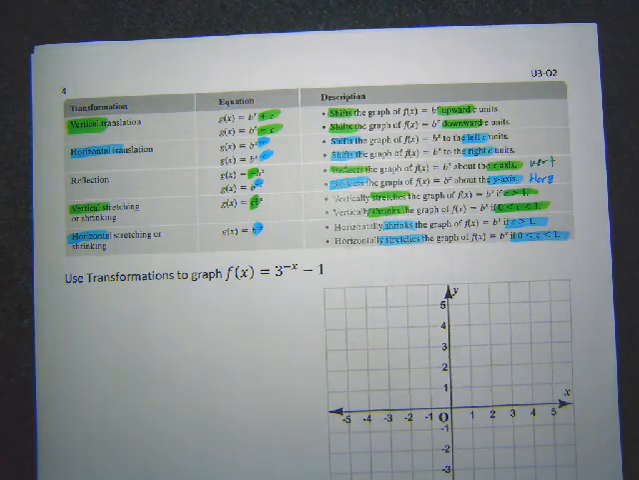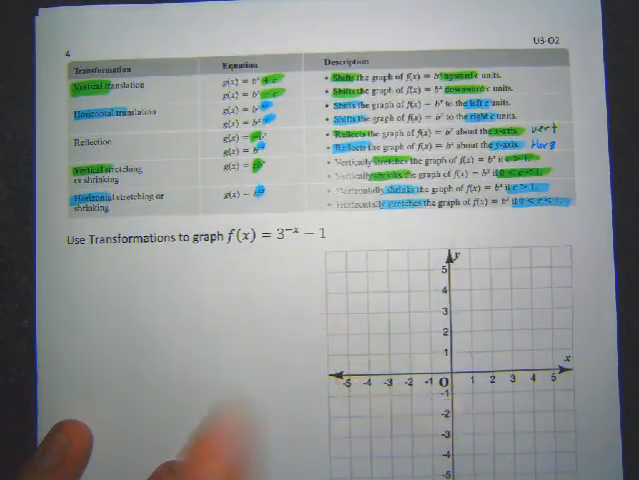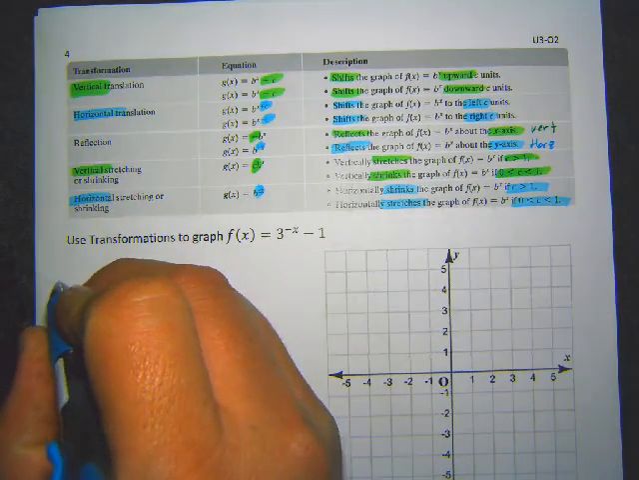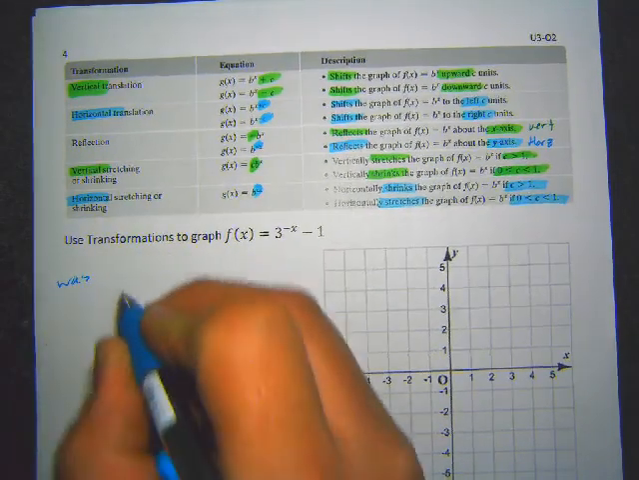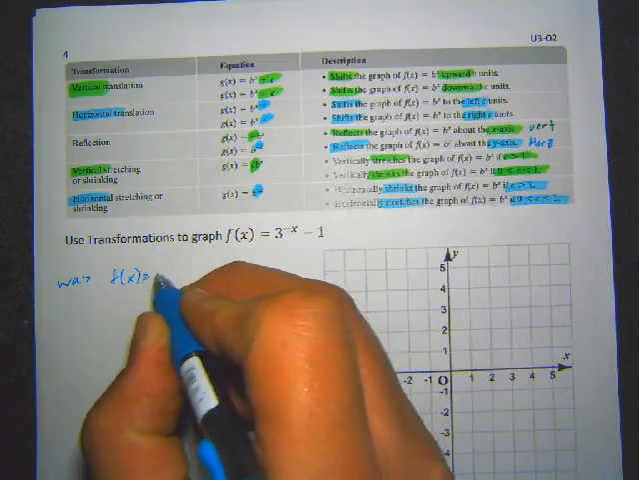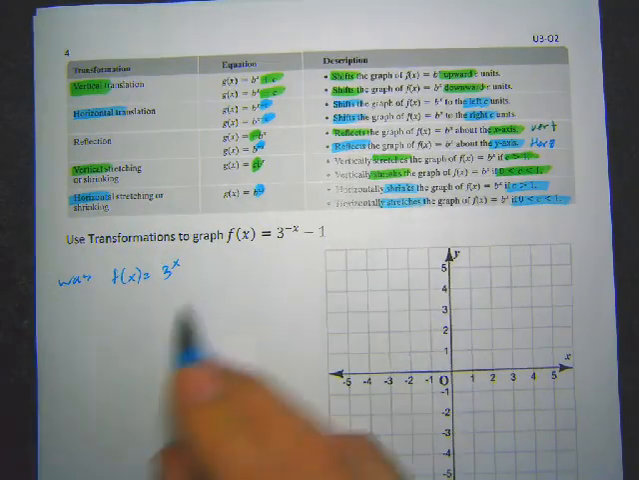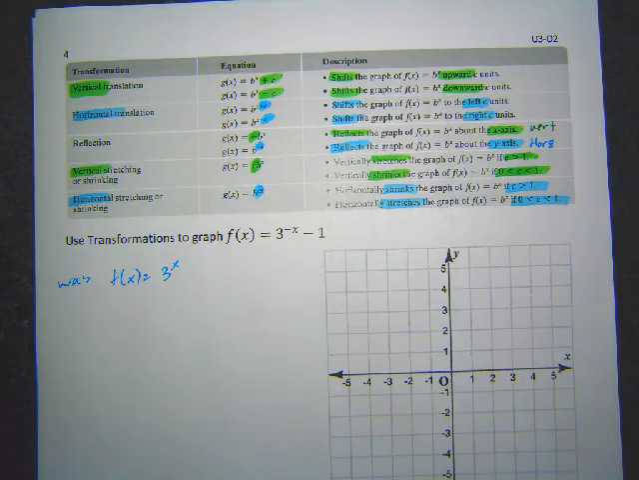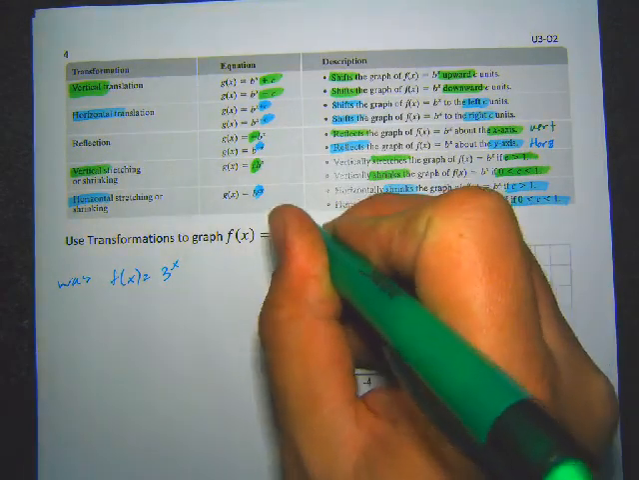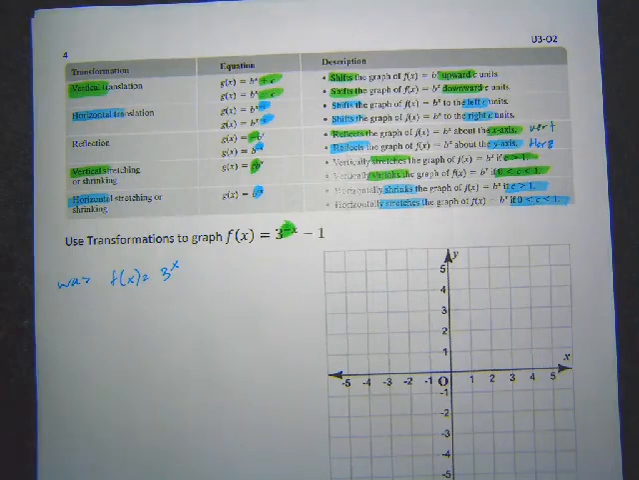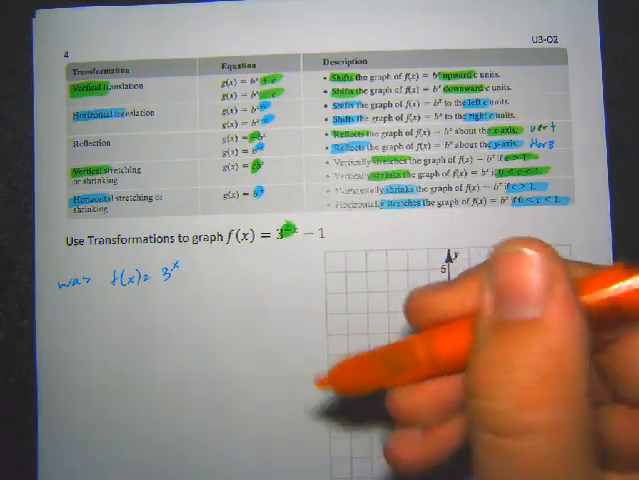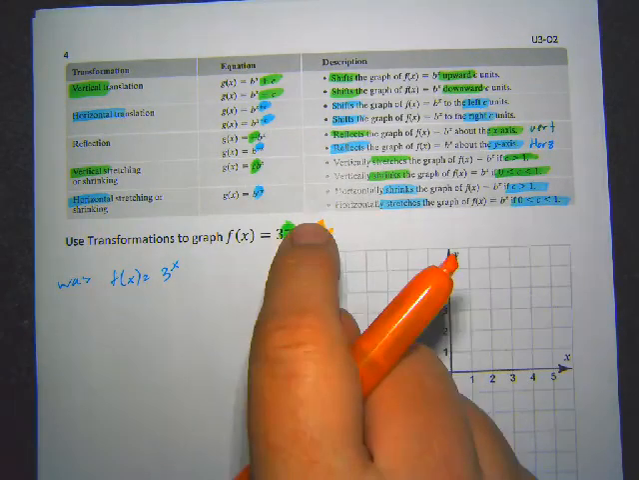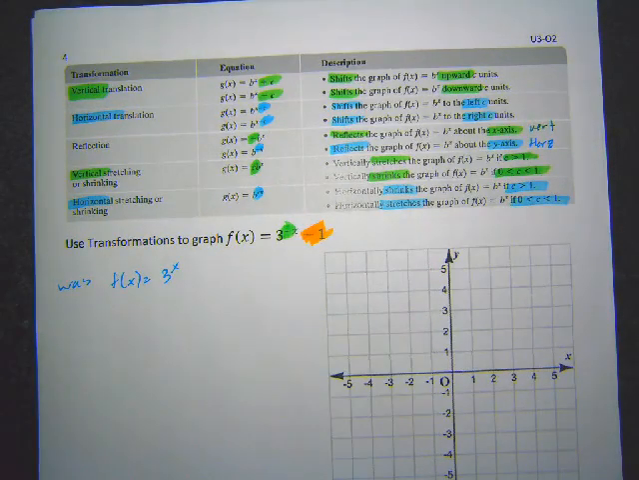What I expect you to be able to do is to look at an equation like this and think about what the original equation was. Well, the original equation was f of x equals 3 to the x. So you look at that and you see the differences here, what's changed, and then those should tell you what transformations you have. So here you should be able to see that there's a negative in the power, and there's a minus 1. So those are going to be the two transformations, the negative in the power, and the minus 1.